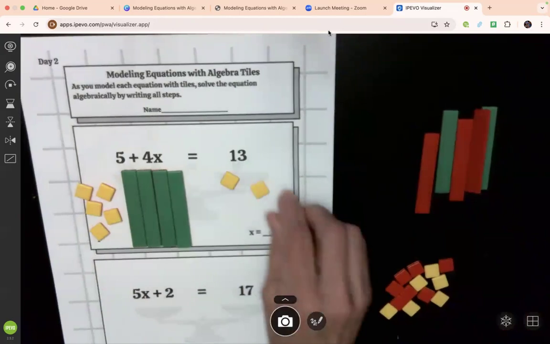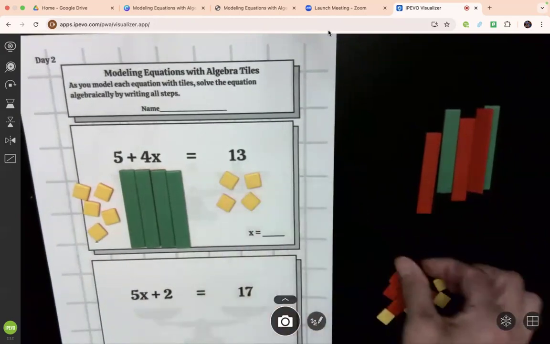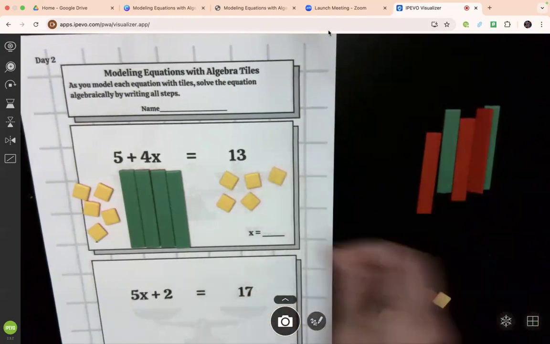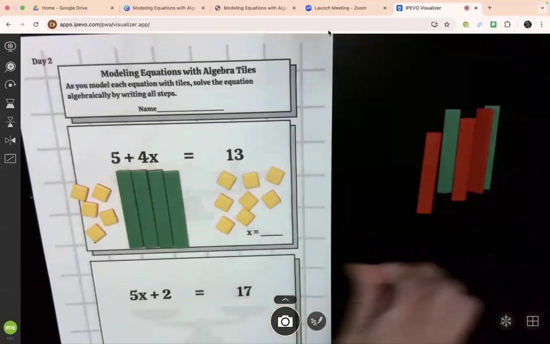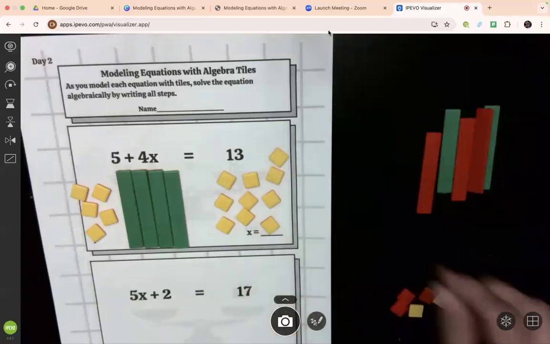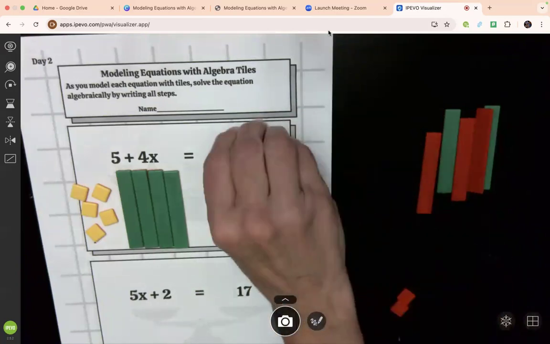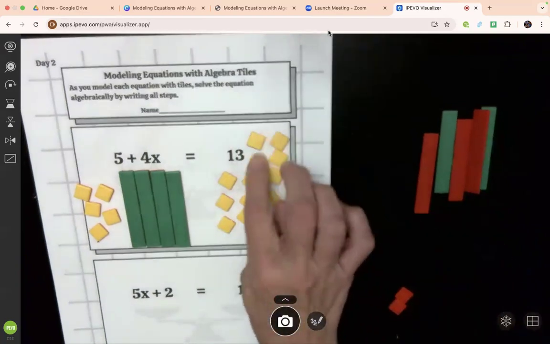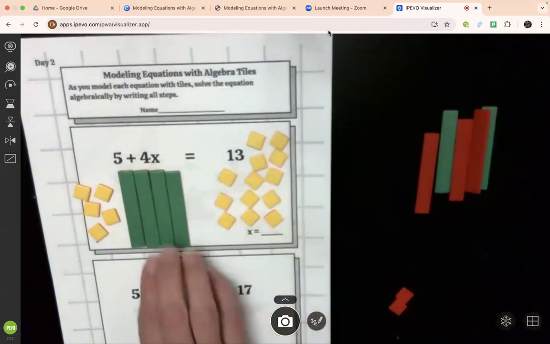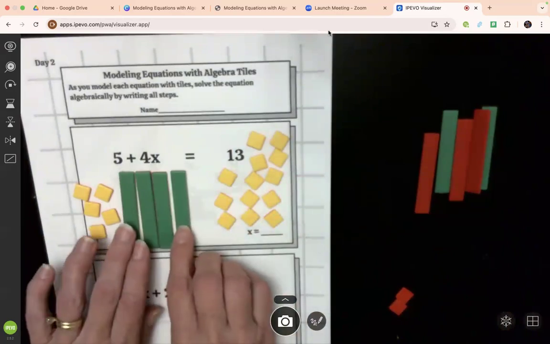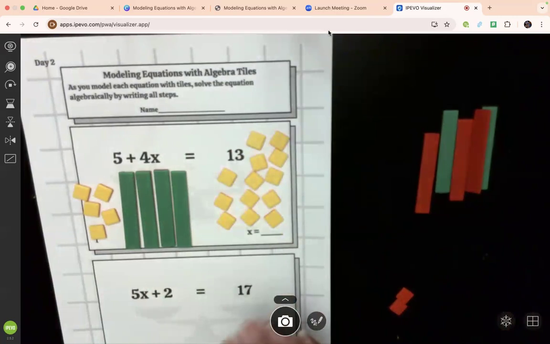So I'm going to build it: 13 yellow units. All right, I think that's 13. 1, 2, 3, 4, 5, 6, 7, 8, 9, 10, 11, 12, 13. Okay, so again, our goal here is to figure out what 1x equals. What is the value of 1x?